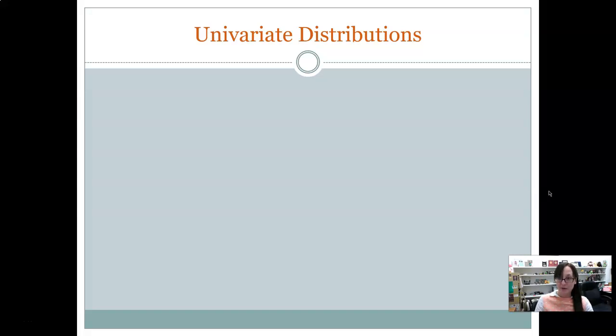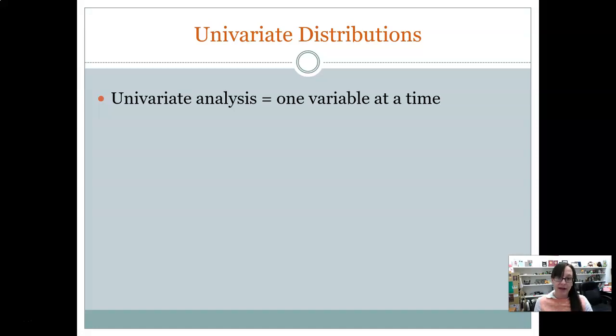Let's talk about univariate distributions. Right off the bat, univariate means one variable. So a univariate analysis is when you're looking at one variable at a time. This wouldn't be looking at relationships between variables or moving into anything predictive or statistical significance. This is where we're just describing our sample one variable at a time.